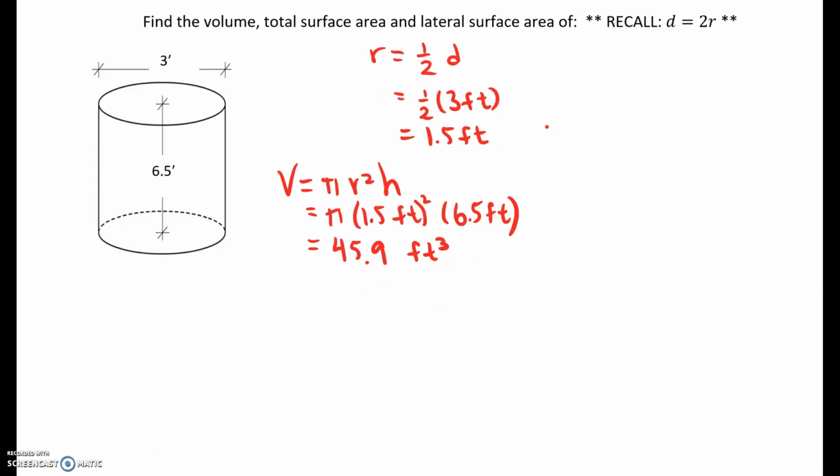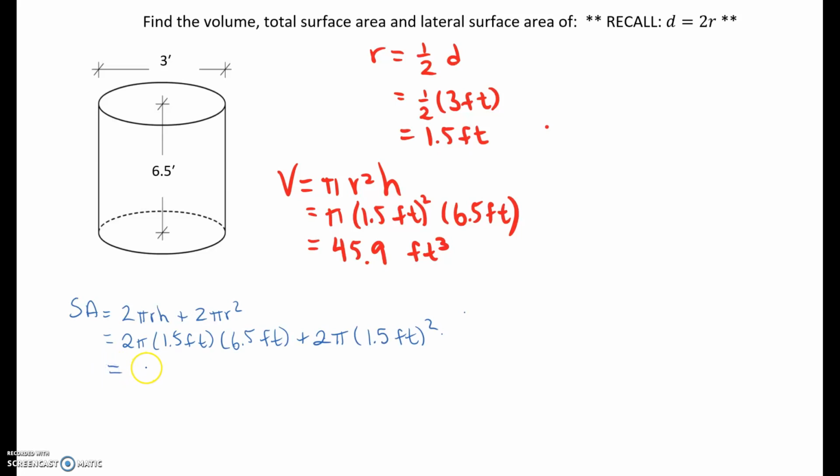Let's continue with the surface area calculation. Surface area is equal to 2 pi r h plus 2 pi r squared. We substitute in our measurements. Pause and try and substitute in on your own. Looking into our calculator, we find out the value from the first term is 61.26 square feet, and from the second term we get 14.14 square feet.